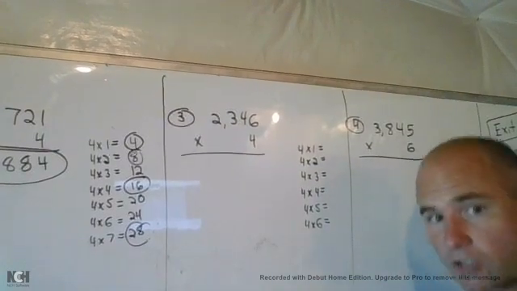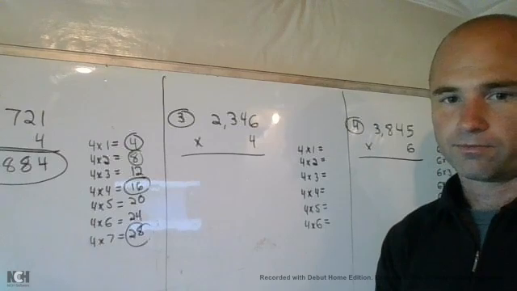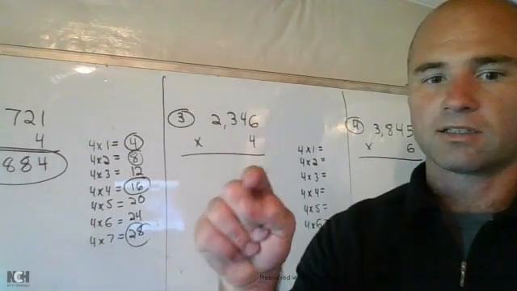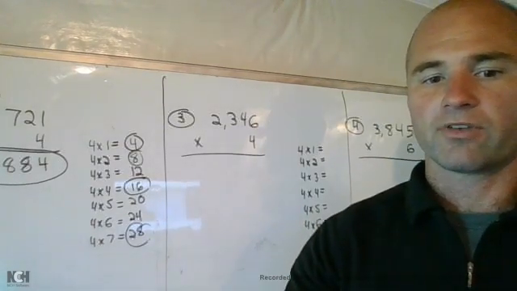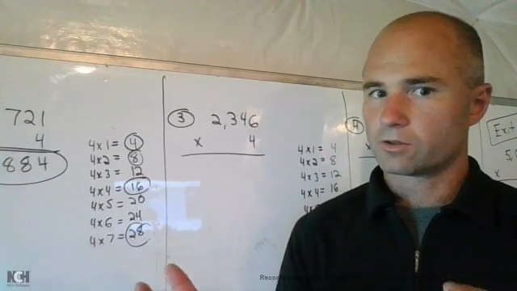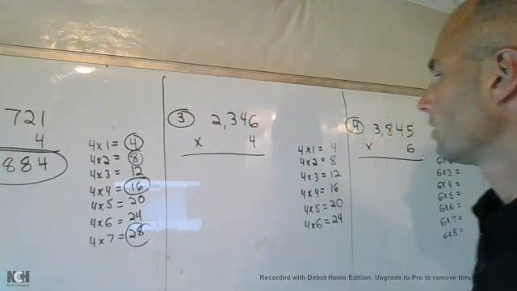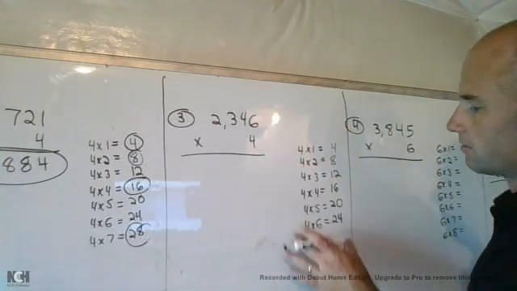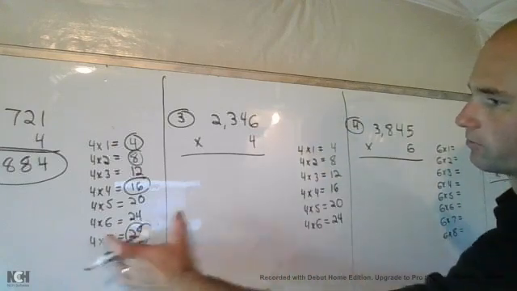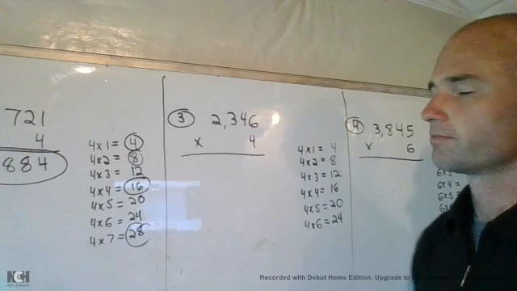So for number 3, 2,346 times 4. Go ahead, hit the pause button, and solve it now. Okay, so how do you think you did? Let's find out. So if you were smart enough, you copied this from right over here, all right, which is what I did. I also have it memorized.